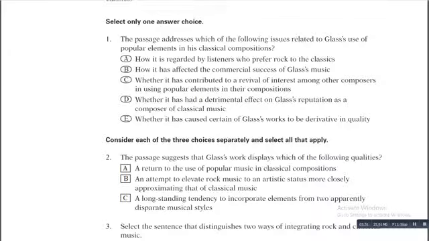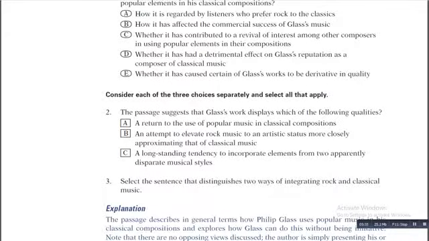Now, the second question. Look at where they say consider each of the three choices separately and select all that apply. Let's say option A and option C are the correct answer, and you only choose option A. You didn't take option C, you miss it. There's nothing like, okay, you got half of it. No, no, no. By the time you miss one of them, you miss the whole mark. But if the option is A and C and you choose A and C, that means you have your full mark.